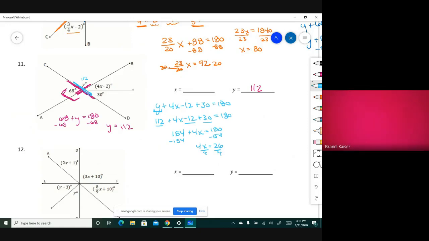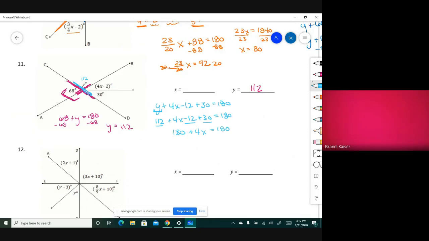And hold on, I feel like I added something wrong here. Let's go back to this combining step. I feel like I did not combine this correctly. So 112 minus 12 would be 100 plus 30. Well, that should be 130. Okay, so something messed up in my math, and that happens. Always check yourself, right?